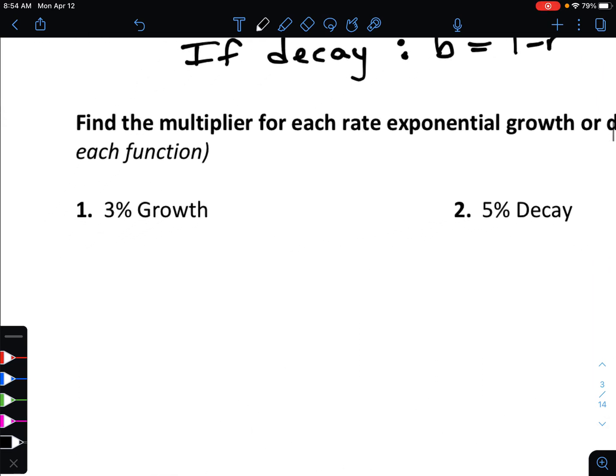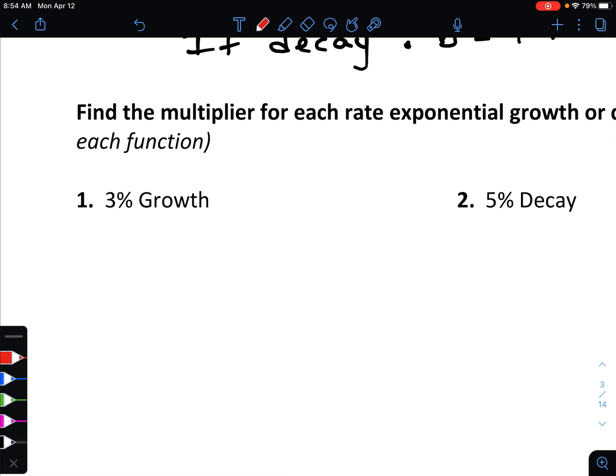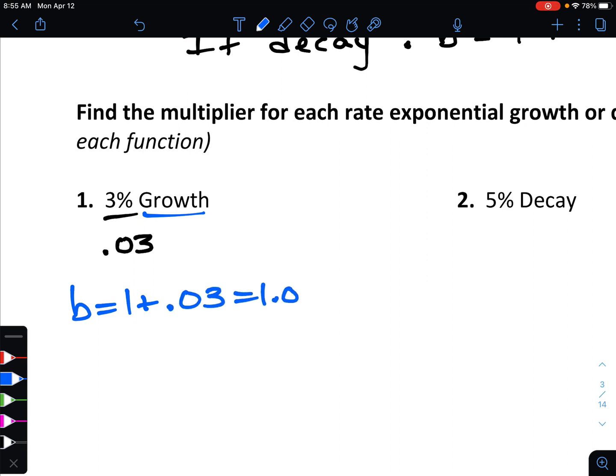So for number 1, we're told that there is 3% growth. So step number 1 is we're going to go ahead and change our percentage to a decimal. So 3% divided by 100, or move the decimal over, depending on how you want to do that, is going to be 0.03. So when we want to find our multiplier, we're going to take 1, and since it's growth, we'll take 1 plus our rate. So 1 plus 0.03, which is 1.03.